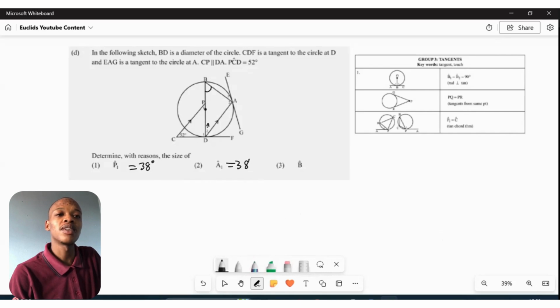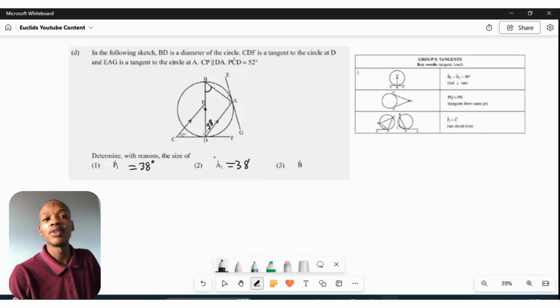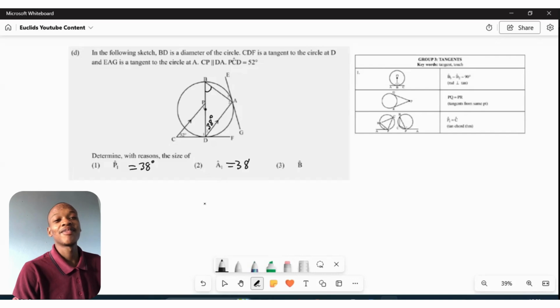Now we know this one is 38. Okay, and then do we have a second? No, we don't have it. We have 90 degrees here. Do we have A2? Now we don't have A2, because this was going to be easy, because we're going to use sum of angles of a triangle. Oh, we do have A2. A2 is equal to 90 degrees.